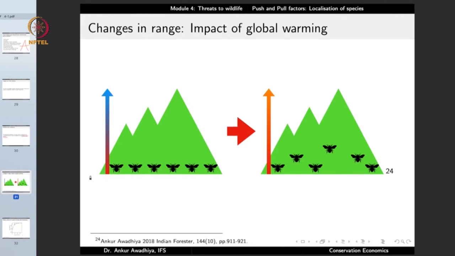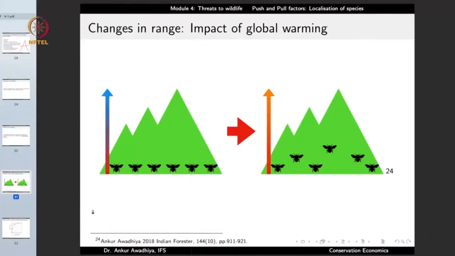But because of global warming, what we are observing is that the temperatures are rising, and so even in these higher up locations, now we are having a higher temperature, which is now within the range of tolerance of these flies or mosquitoes. And because of that, we are observing that now the flies and mosquitoes are able to invade even higher reaches of the mountains. So even if the range of tolerance remains the same, if there is an environmental variation that brings more areas into the range of tolerance, then the organisms will extend their range.